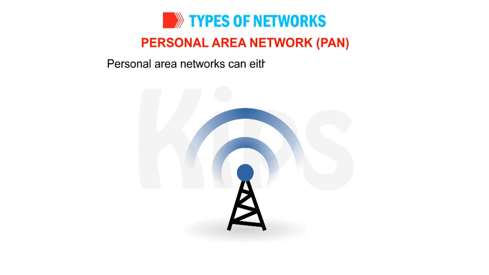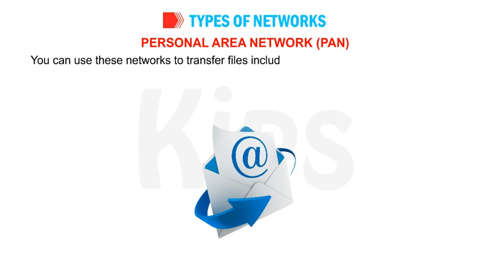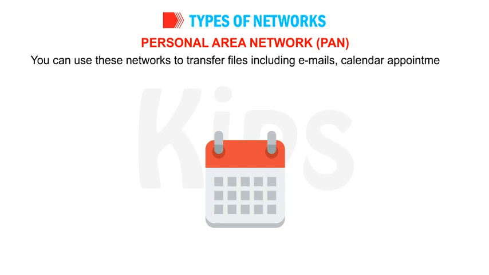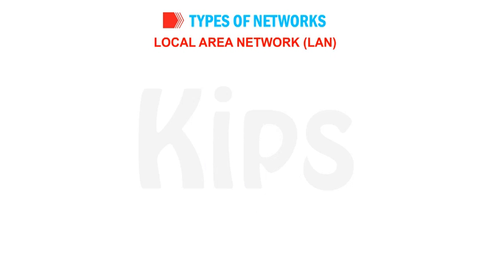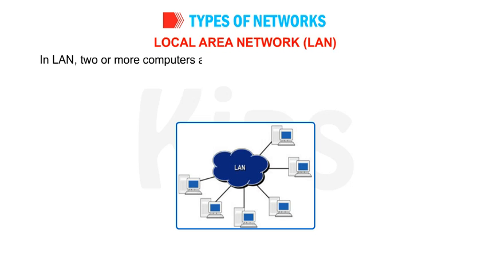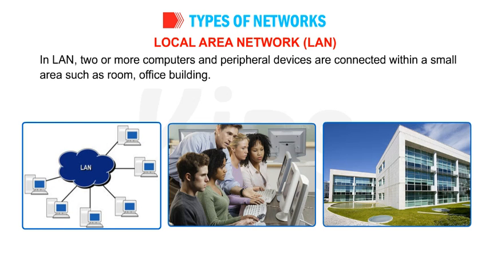Personal area networks can either be wired or wireless. You can use these networks to transfer files including emails, calendar appointments, digital photos, and music. Local Area Network, LAN. In LAN, two or more computers and peripheral devices are connected within a small area, such as a room or office building.